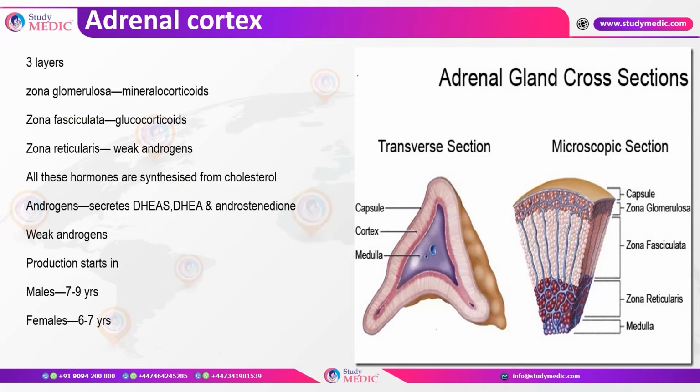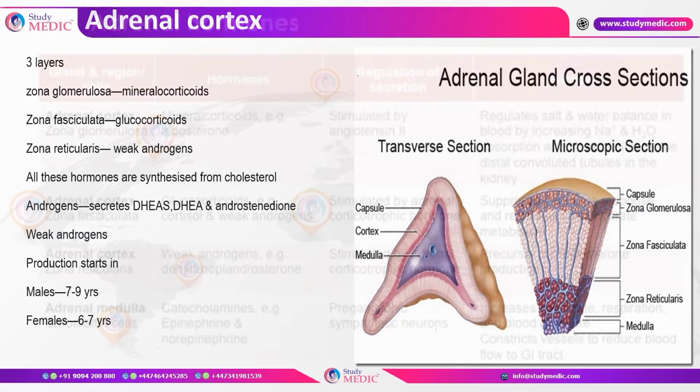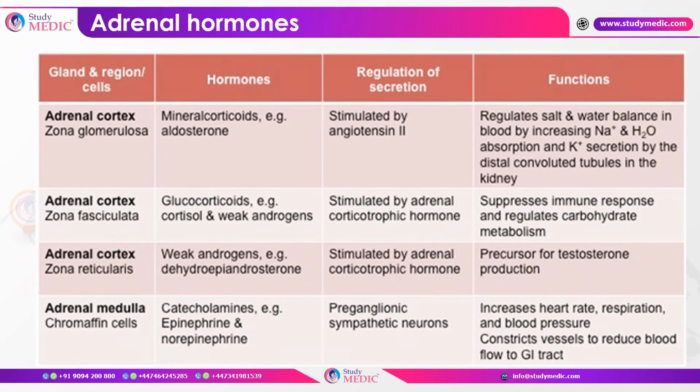Other very important hormones asked are hormones from the adrenal cortex. We know there are 3 layers in the adrenal cortex: glomerulosa, fasciculata and reticularis. Glomerulosa secretes mineralocorticoids, fasciculata glucocorticoids and reticularis weak androgens. Pause your video here for 2 minutes. Go through this slide. It will give you everything that you need to know about adrenal hormones.